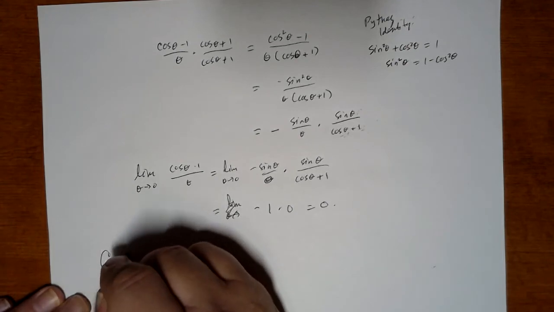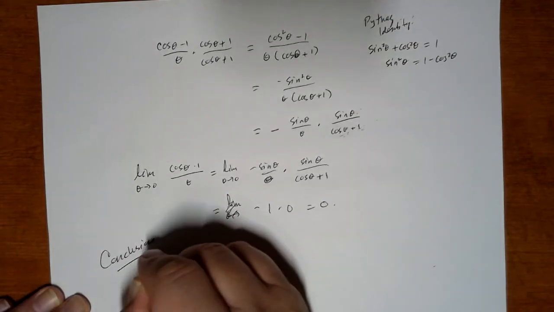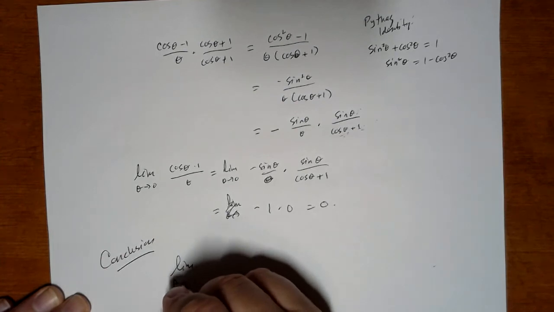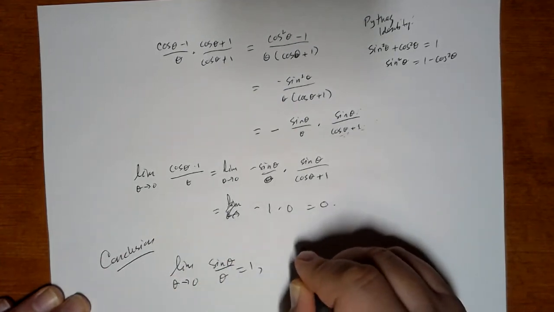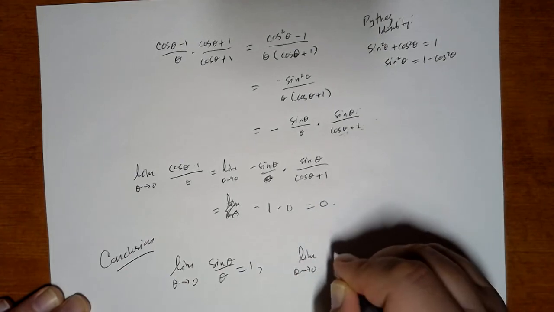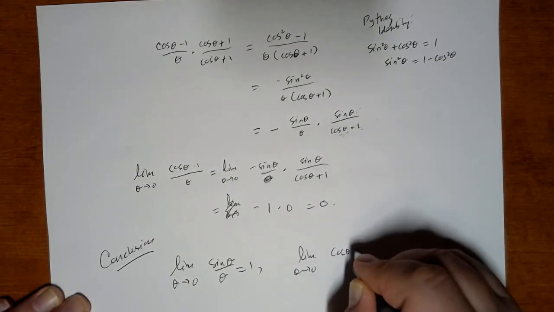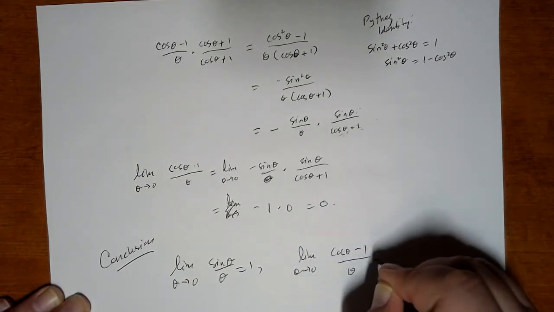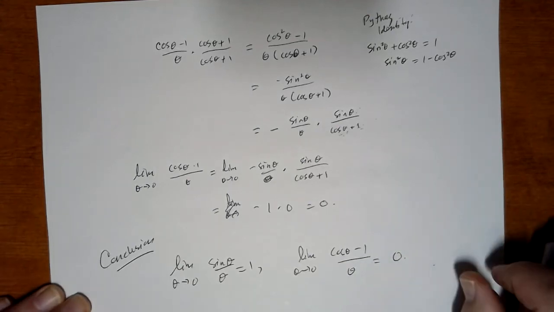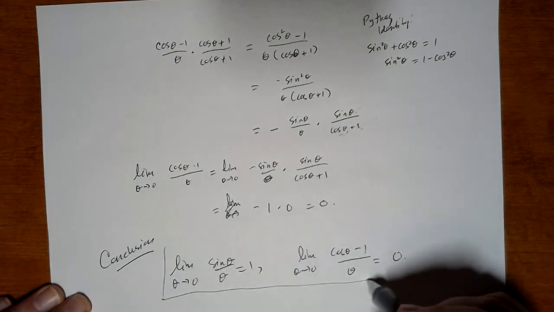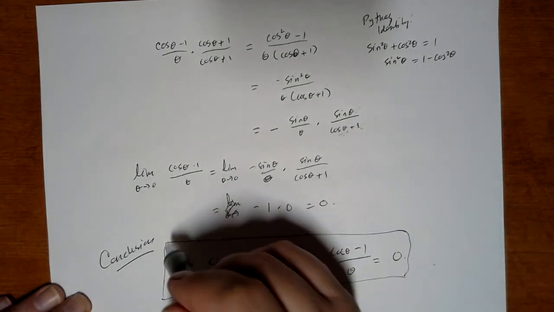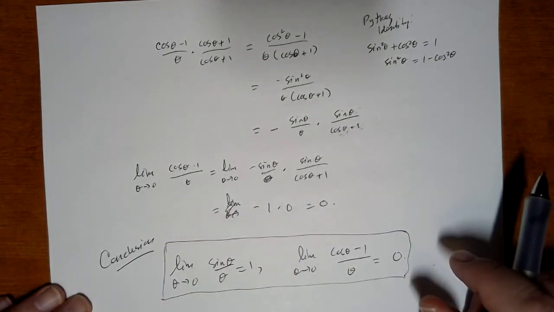This is our big conclusion of this video. The limit as theta goes to 0 of sine theta over theta is equal to 1, but the limit as theta goes to 0 of cosine theta minus 1 divided by theta is equal to 0. Good. And now in the next video, we're going to be using these conclusions to prove something about the derivative of sine and cosine.